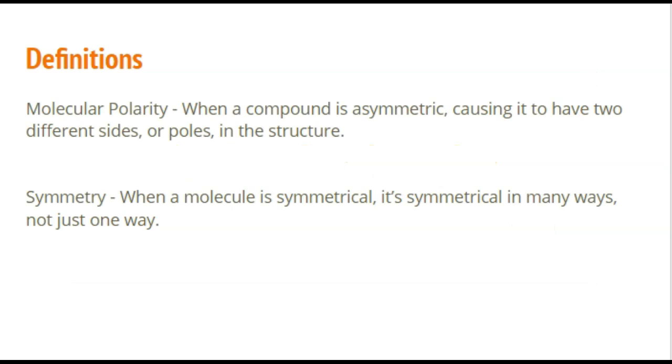So the two definitions that we're going to look at is molecular polarity. And so what happens when a compound is asymmetric? It causes the molecule to have two different sides. And when something has two different sides, it has a pole. So it's like a magnet. A magnet has a north side and a south side. And so that is what we call polarity. Okay. And the north side is called the North Pole, and the south side is called the South Pole.